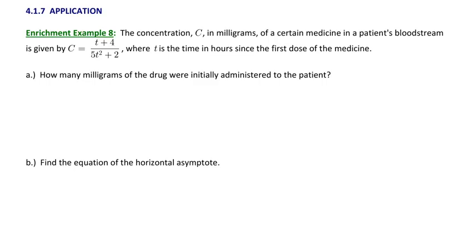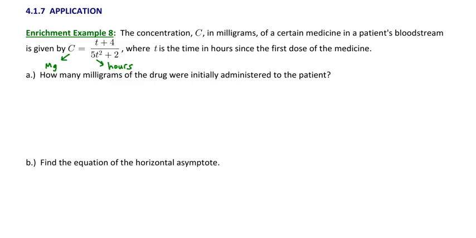The concentration C in milligrams of a certain medicine in a patient's bloodstream is given by the rational function C equals t plus 4 over 5t squared plus 2, where t is the time in hours since the first dose of the medicine. So C is the concentration of the drug in milligrams, and t is the time in hours. With that in mind, let's answer a few questions.